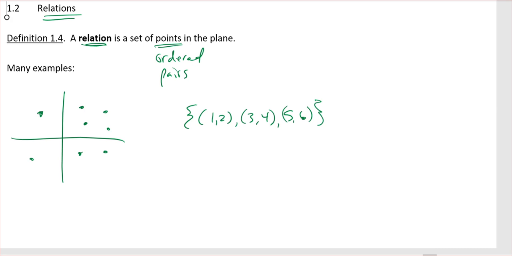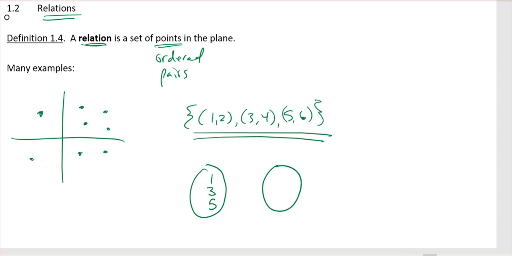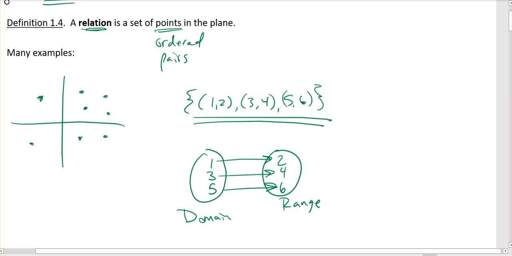Later on, we might see this listed. Here, I'm going to draw the same relation written in a slightly different way. Later on, we're going to look at stuff that looks kind of like this, where we're going to end up calling all of the things that come first the domain, and we're going to call the things that come second the range. But we're not quite there yet. We're going to call these things domain and range later on, but just a little foreshadowing.